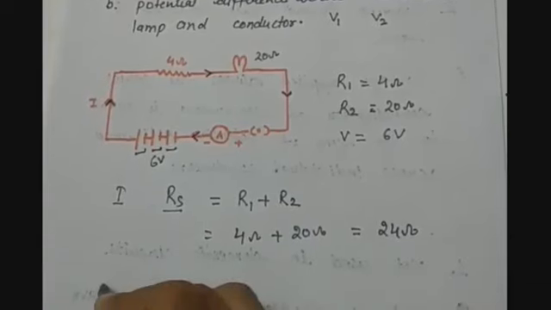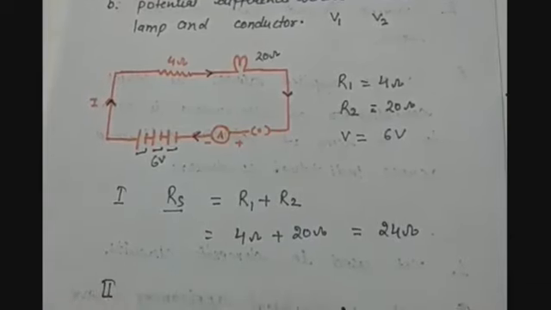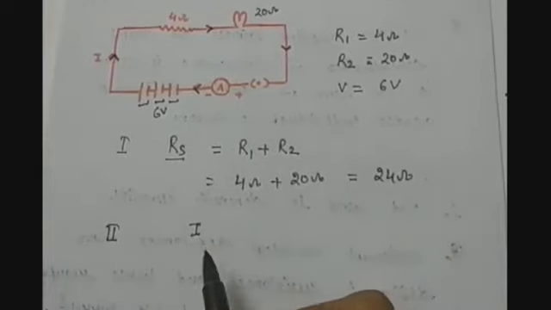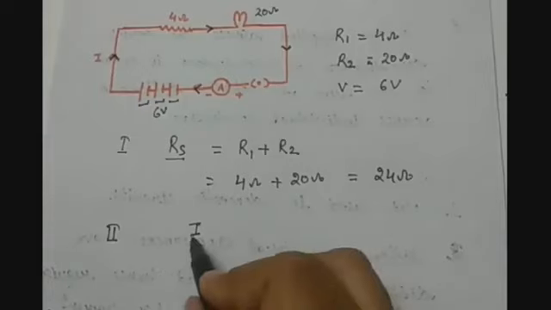The second part is saying we have to find the potential difference across the electric lamp and conductor. We know that suppose a current I is flowing through the circuit, because in case of series combinations the same current flows through all the conductors, or you can say resistors.